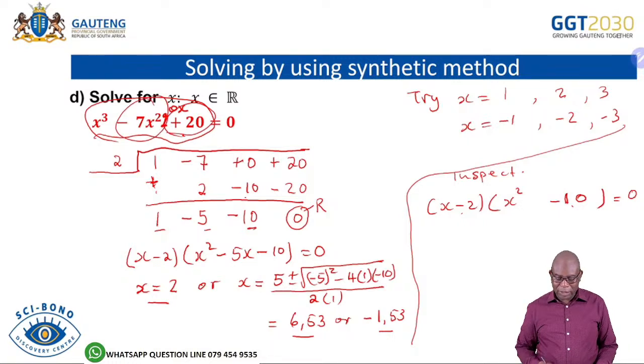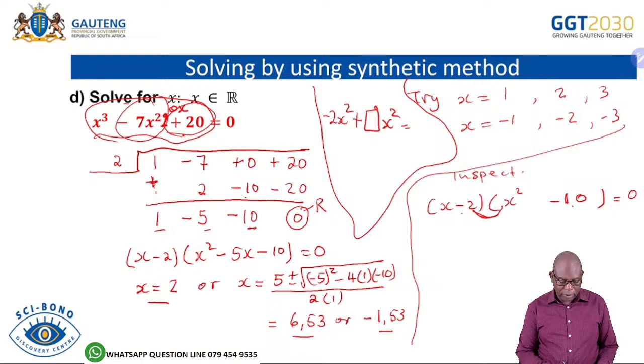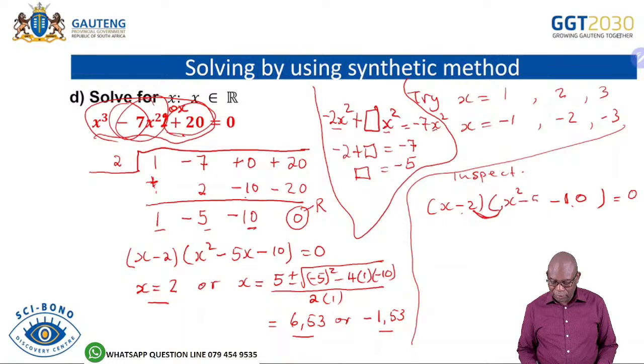So for this x squared term, we need negative 7x squared. So I'm just going to make space here. How much do I have here? I have minus 2x squared. I need to add it with something to get negative 7. So I can remove the squares. I'll have minus 2 plus my box equals negative 7. So my box equals negative 7 plus 2, which is negative 5. So my box here will be negative 5, and I just put an x. Can you see it's the same thing as that one? Then from there I can just carry on by doing my formula. So the inspection method is also working very well.